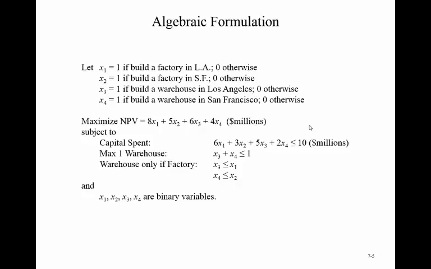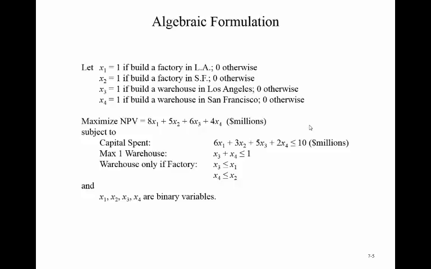The first constraint is the limitation on the amount of capital. We only have 10 million available, and each of the projects requires a different amount of capital investment, so we can't exceed our budget. And then also the declaration that we want to have at most just 1 warehouse. In other words, don't build 2.